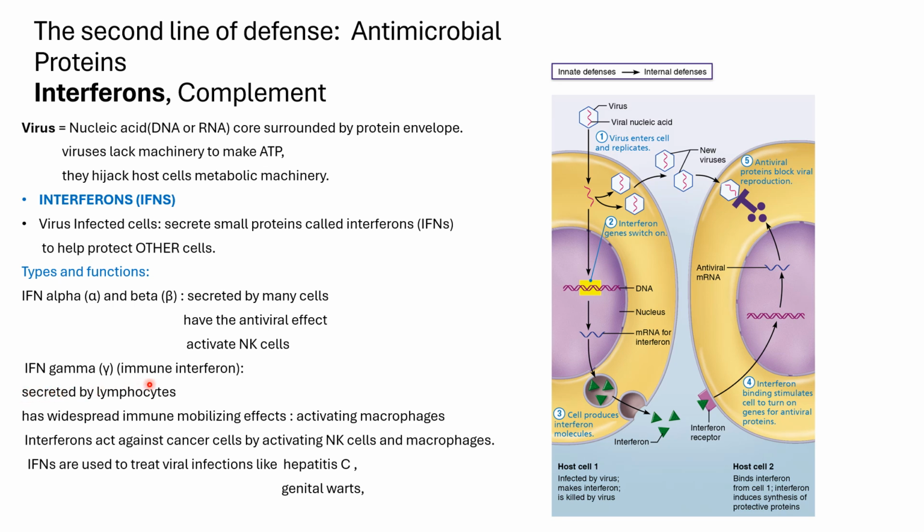And then the interferon gamma is secreted by the lymphocytes, and it has widespread immune mobilizing effects. It activates the macrophages. Interferons are also used in cancer treatment, especially in hepatitis C, which is due to hepatitis virus C, that can lead to cancer. And also in genital warts, which is a viral infection. So interferons are used to treat viral infection, and they can be helpful in certain cancer treatments.